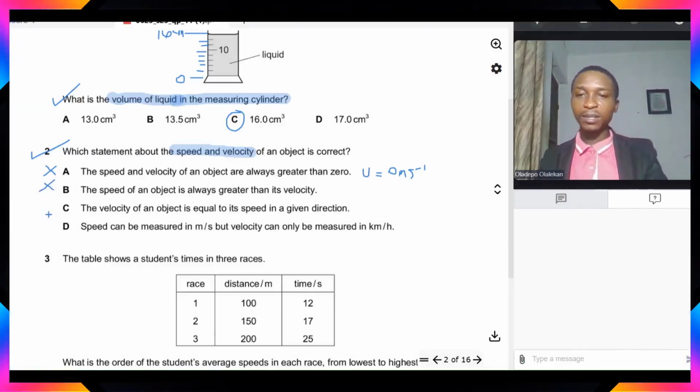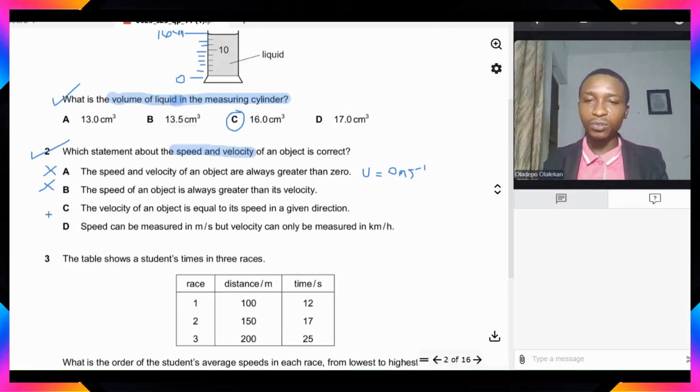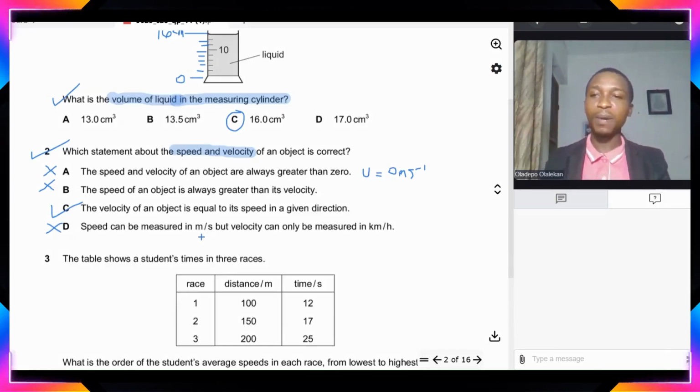Option C: the velocity of an object is equal to its speed in a given direction. Exactly, that's the correct answer. Speed is the distance traveled per unit time, while velocity is the speed measured in a given direction. Then the last option: speed can be measured in meter per second, but velocity can only be measured in kilometer per hour. That is also incorrect. Both speed and velocity can be measured in meter per second as well as kilometer per hour. So the correct option in question 2 is option C.